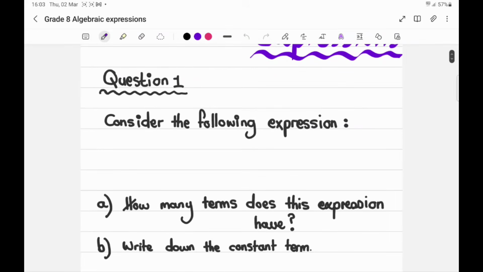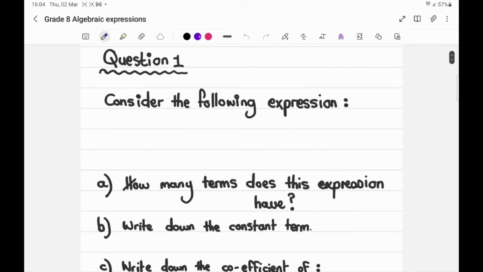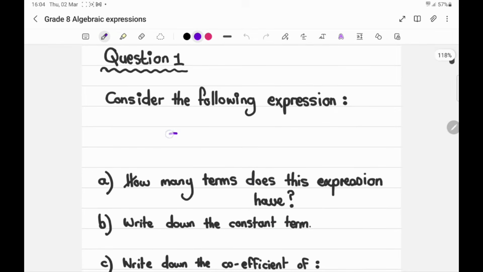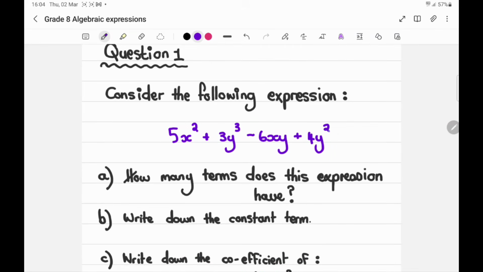A question that teachers love to put into the June-July exam is a question similar to question 1. It says, consider the following expression. So if I've got, let's say, 5x squared plus 3y to the power 3 minus 6xy plus 4y squared, let's do a minus 2. All right. And then they can ask you, how many terms does this expression have? For 1 mark, that is very, very easy.